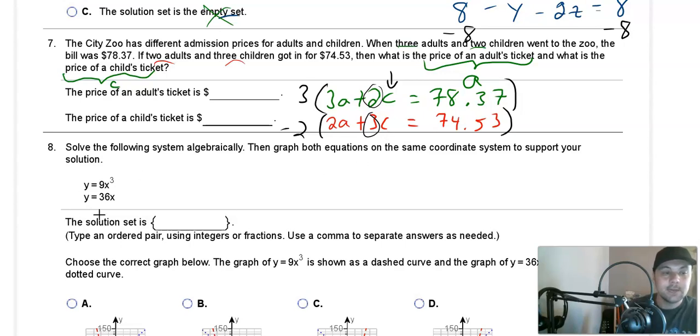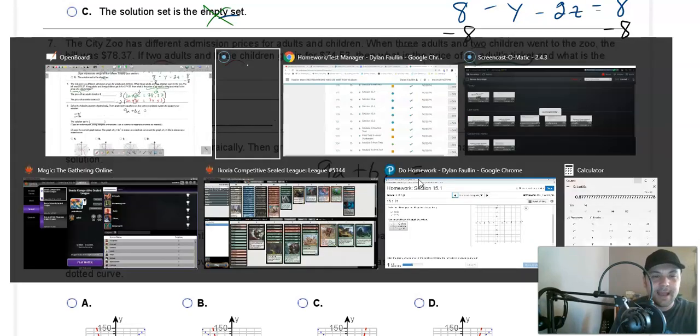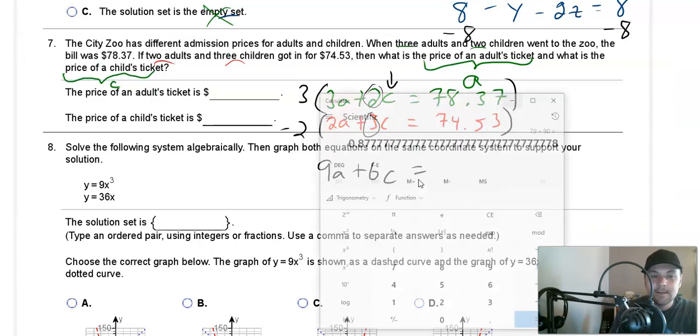So I'm going to have to invade the space for question number 8, but I'm going to do this down here. So for the top equation, I get 9A plus 6C equals... now I've really managed to avoid my calculator up until this point, but I really feel like I'm out of my league here with this calculation.